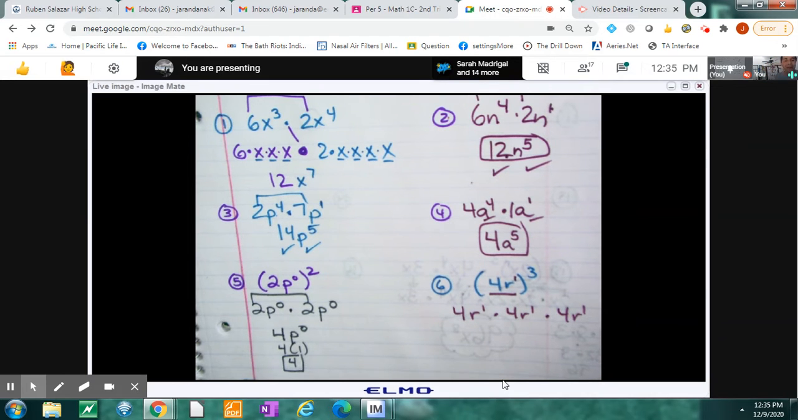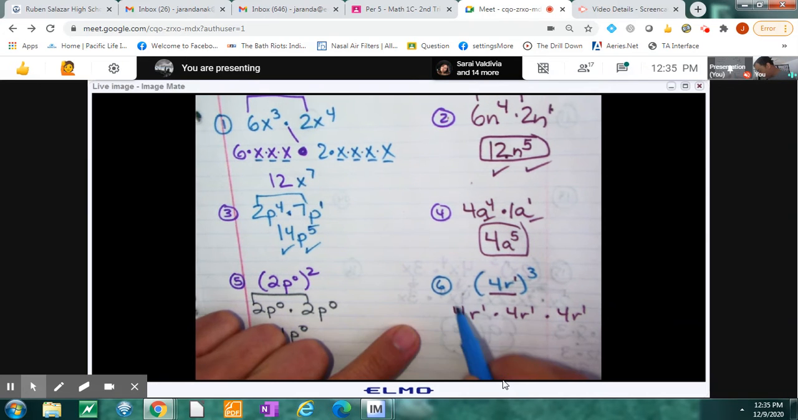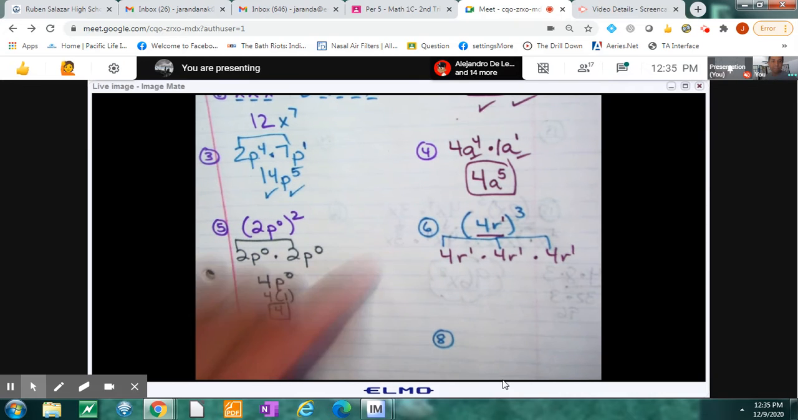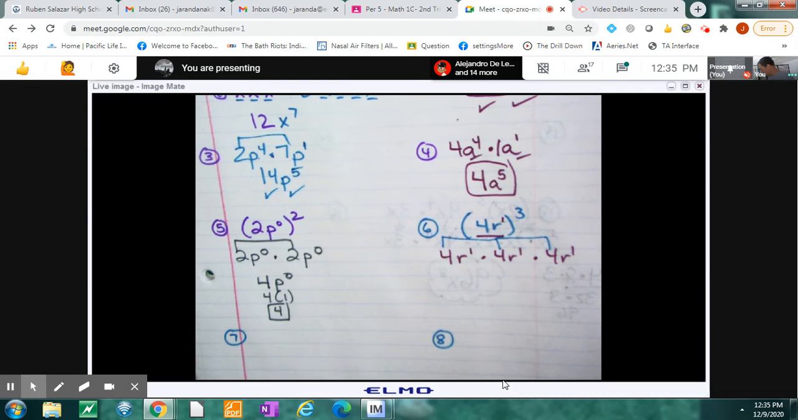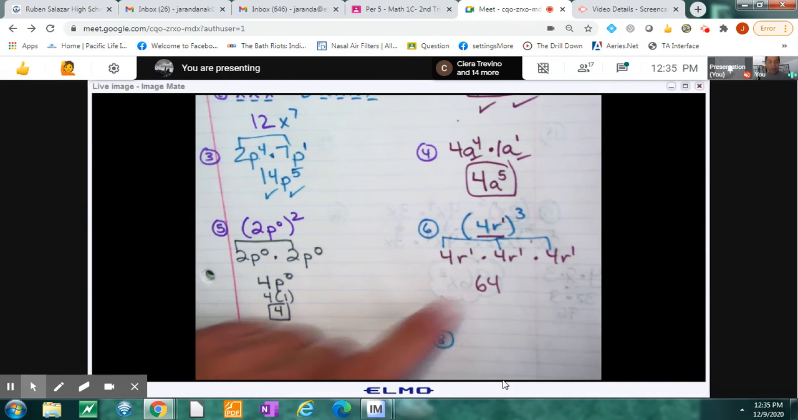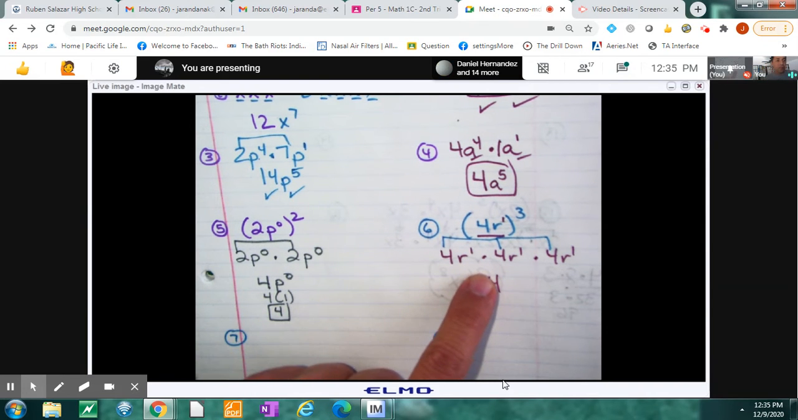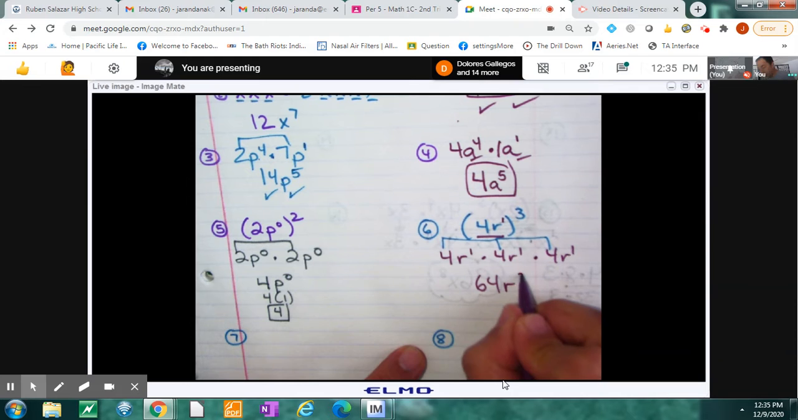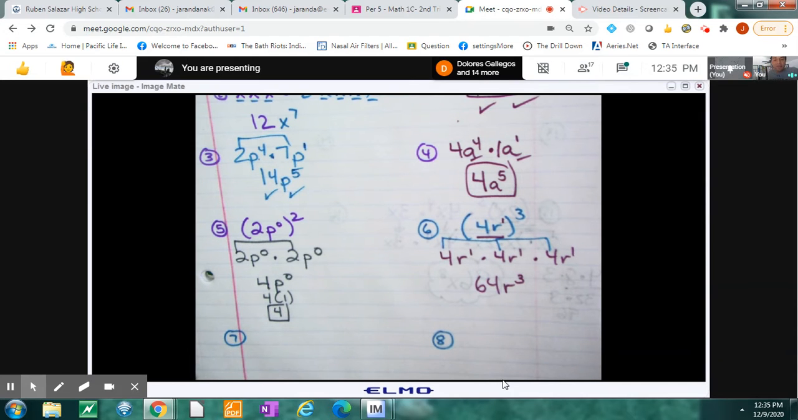Okay, Sarah Madrigal. So if I multiply the 4s, what do I get? What's 4 times 4 times 4? 64. Yes, very good. And then how many r's do I got? How many r's am I multiplying together? 3. Yeah, so I'm going to put r to the 3. See that? And that's it. That's all you got to do. That's power to a power.